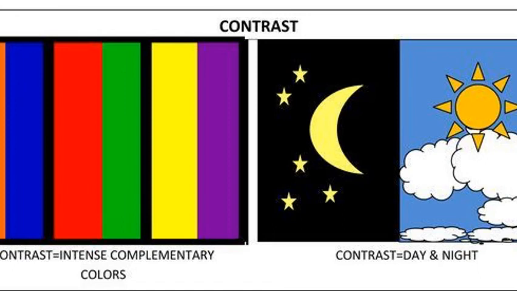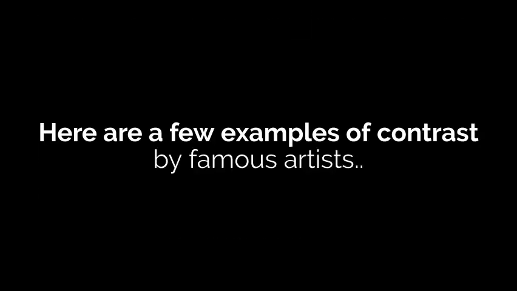So we talked about this a little bit when we talked about complementary colors. Complementary colors, they contrast each other. They're the opposites of the color wheel. Just like, as on the right side, night and day contrast each other. So here are a few examples of contrast in famous pieces of artwork.